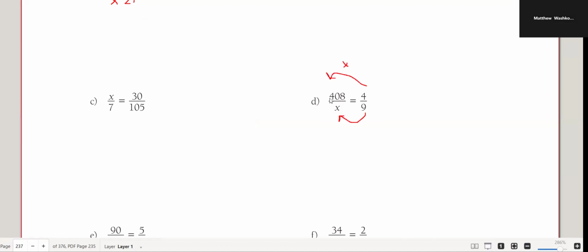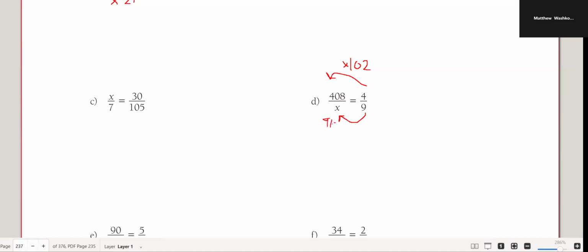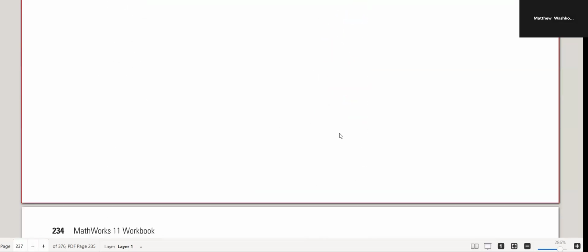So 4 times a number gives me 408, which means 408 divided by 4, it's 102 here, which means 9 times 102 would give me the correct answer here. I hope that makes sense. So if I go from left to right, you would be dividing 4 divided by 408. But because I'm going right to left, it's 408 divided by 4, right? We always work backwards. So 9 times 102 will give me 918. So you guys should be able to do all of these now.